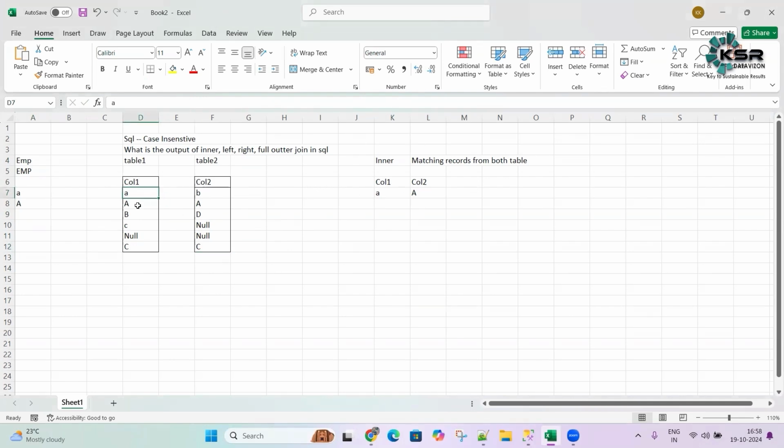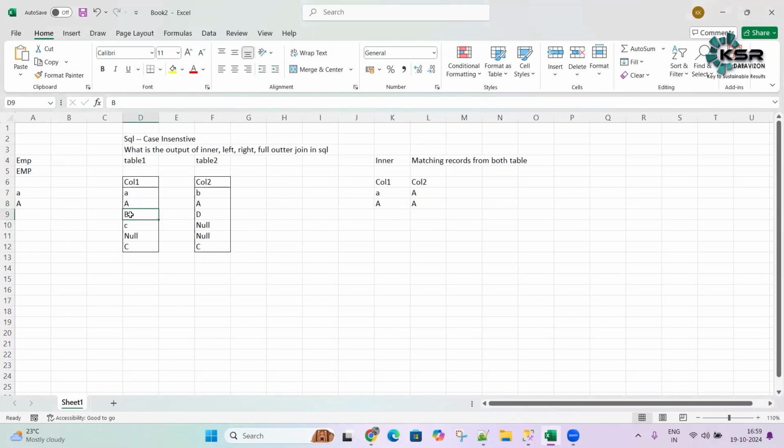Now the first record is over, so we go with the next record. Now what we have is capital 'A'. Does capital 'A' match with B? No, so we leave it. Capital 'A' matches with capital 'A'? Yes. So in the first table it was capital 'A', and in the second table it's again capital 'A'. 'A' matches with D? No. 'A' matches with null? No. 'A' matches with null? No. It again doesn't match with C. So we leave this record now.